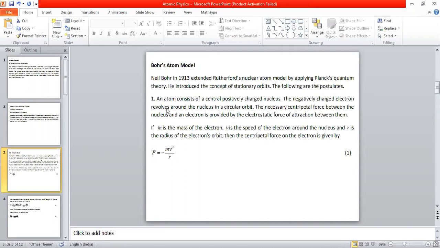The very first postulate is the same as Rutherford's model. Even according to Bohr, an atom consists of a central positively charged nucleus, and the negatively charged electrons revolve around the nucleus in various circular orbits. The necessary centripetal force is provided by the electrostatic force of attraction between the nucleus and the electron.